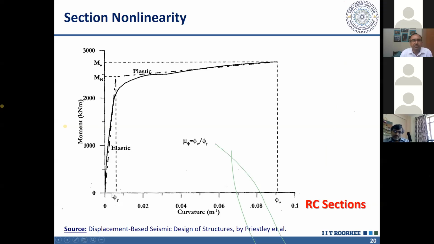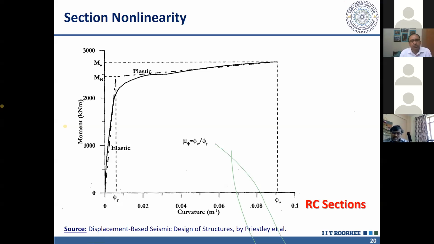To define yielding, we represent this curve by an equivalent bilinear curve. What is this equivalent bilinear curve? It consists of two lines. One is this initial line, and we draw this initial line in such a way that it intersects at the first yield, where the first steel bar is yielding. At that point it is intersecting, and the slope of this line is EI effective. You will see that this EI effective is less than the gross EI value, which we obtain using bd cubed by 12.